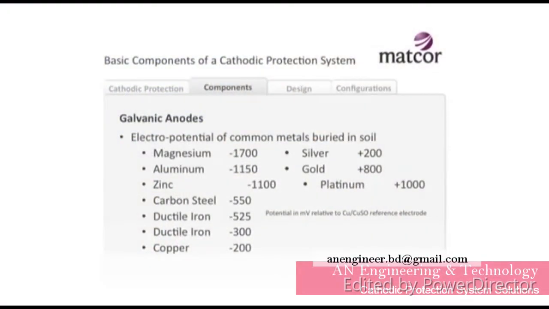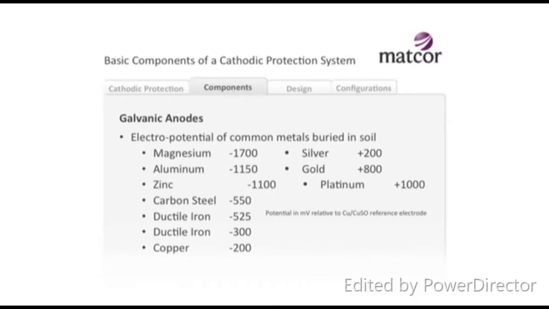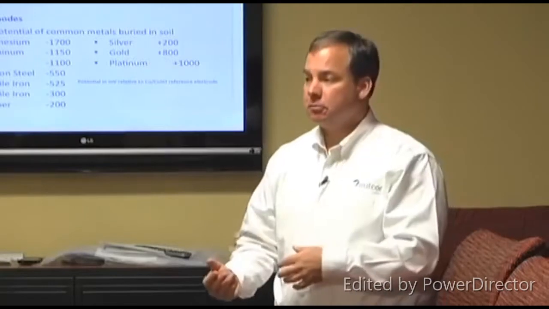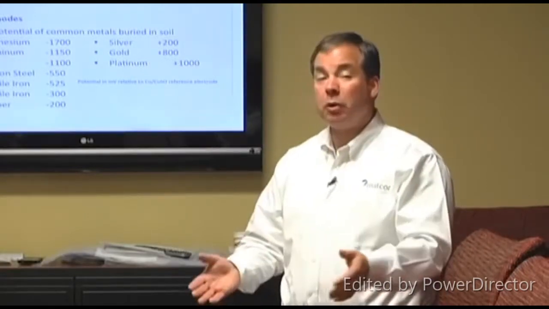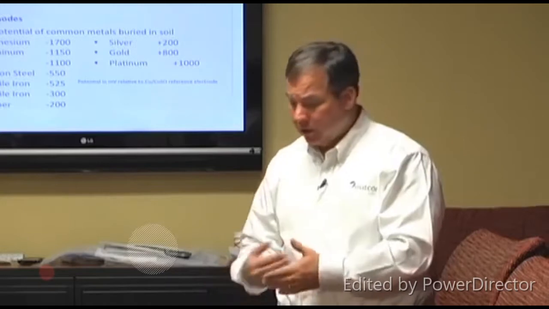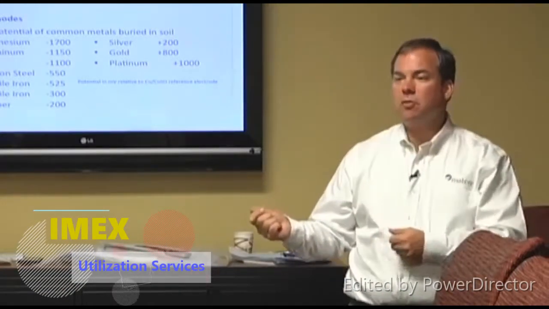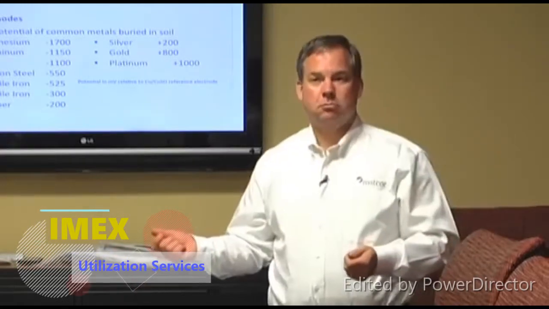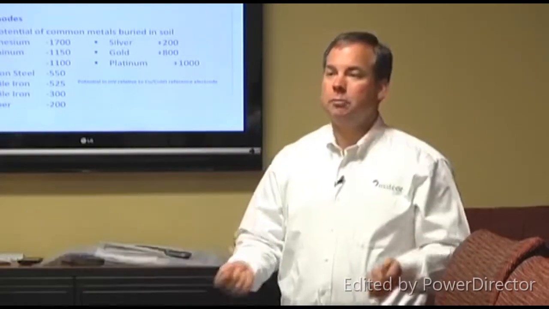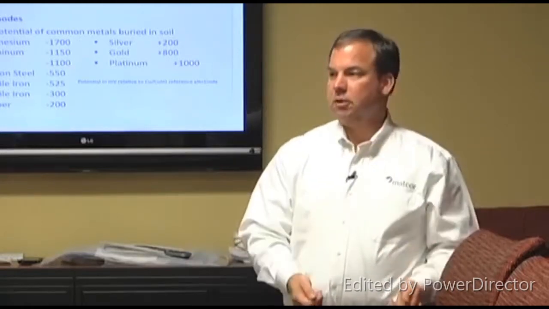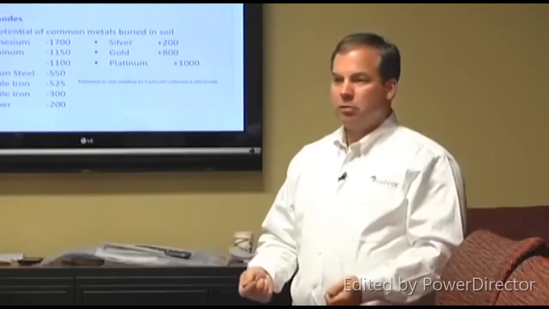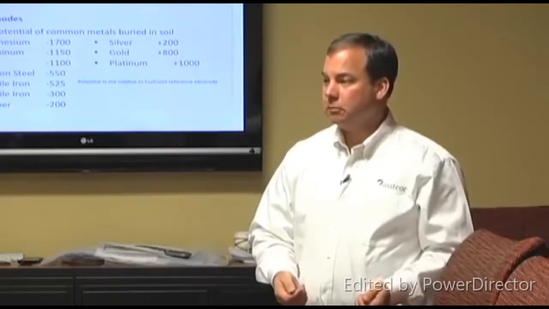This chart here shows what's called the electropotential of common metals, and in this case buried in soil. And what you'll see here is magnesium, aluminum, and zinc are naturally more negative than steel. I'll also point out that copper is much more positive than steel. And if you'll notice, silver, gold, and platinum actually are positive metals. We call those noble metals. They don't corrode. If you took a gold coin and buried it in the soil, and archaeologists come around 2,000 years later, they're going to find that gold coin.